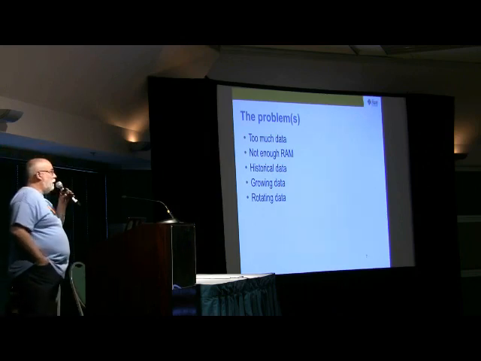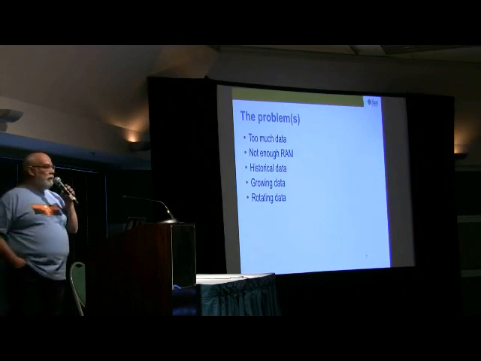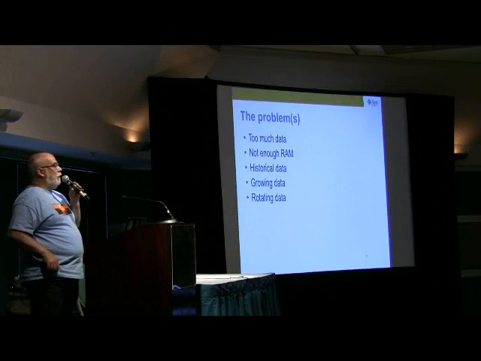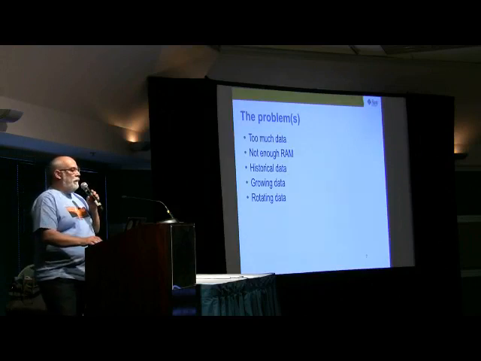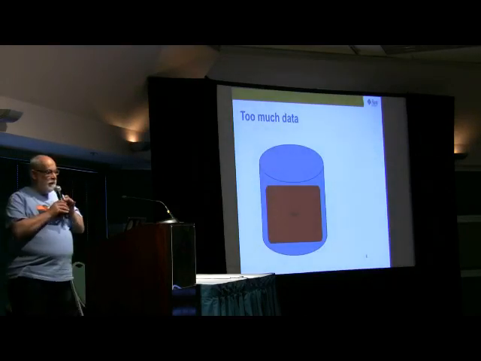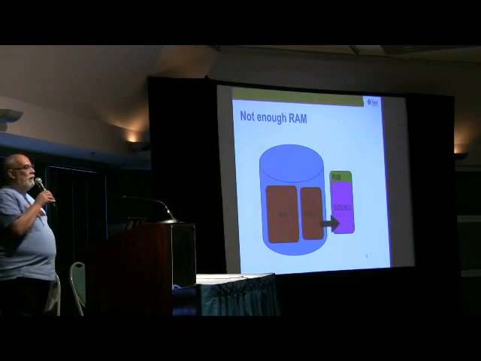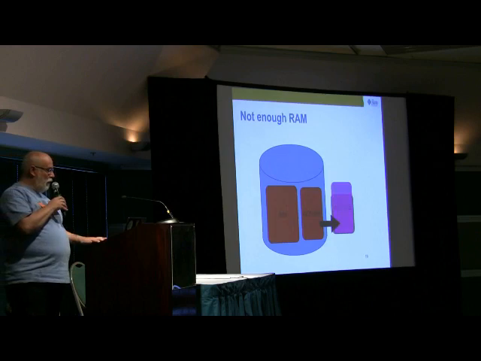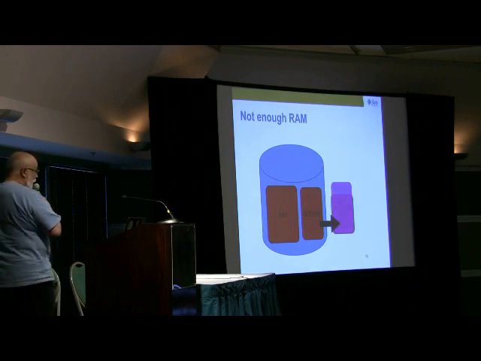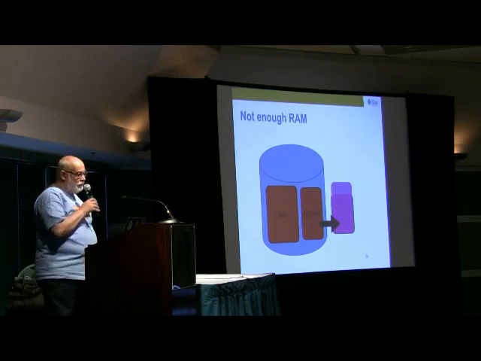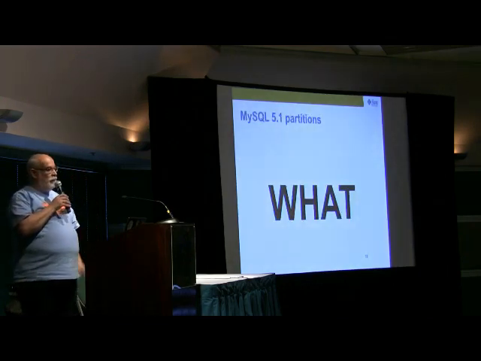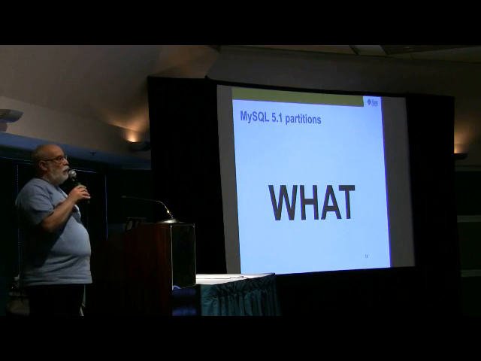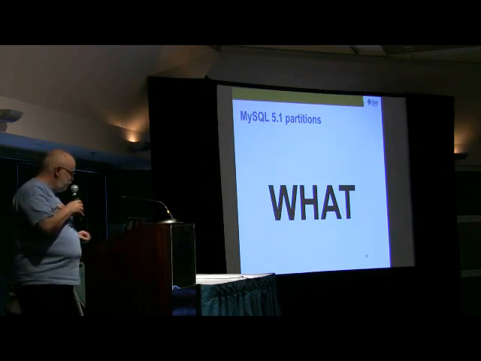You have historical data, your data is growing, you have to rotate data, and the normal database cannot help you that much. So your disk is filling up, you have indexes that are almost the size of the RAM, or even worse, the indexes are bigger than the RAM. So what can you do in this case? You can use partitions. So let's see what partitions are first.